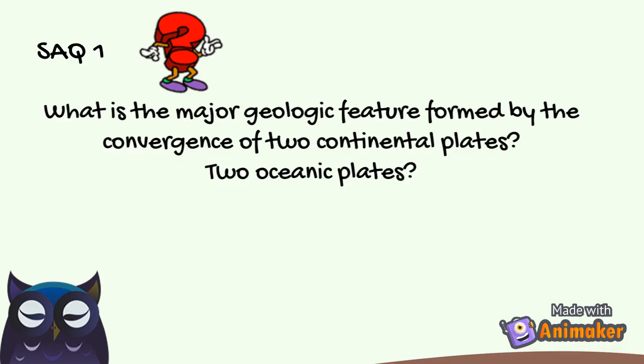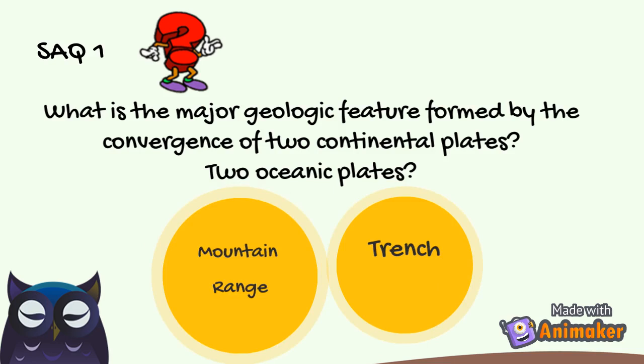Now, let us answer self-assessment question number 1. What is the major geologic feature formed by the convergence of two continental plates? The two oceanic plates? The major geologic feature formed by two continental convergence is mountain range, while in two oceanic convergence is trench. Were you able to get the answers correctly? Very good.